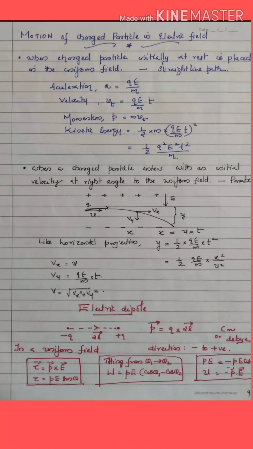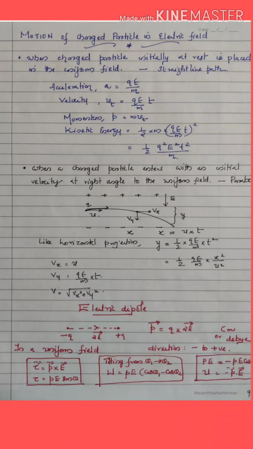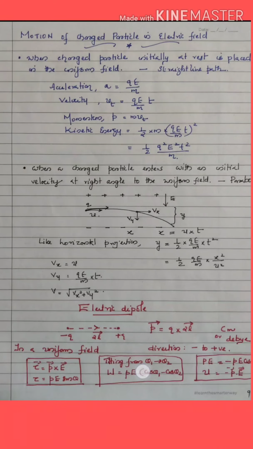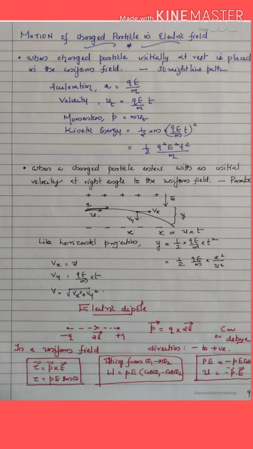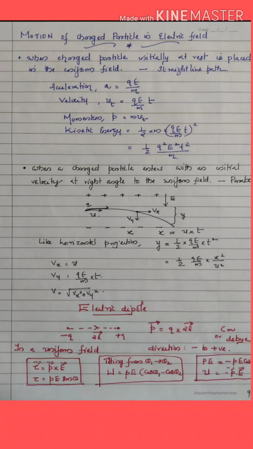If theta is the angle between the dipole moment and the electric field, we can say the torque acting on it is P sin theta, or P cross E. The next concept: what is the work done to tilt it from an angle theta 1 to theta 2? The work done is given as P into (cos theta 1 minus cos theta 2).